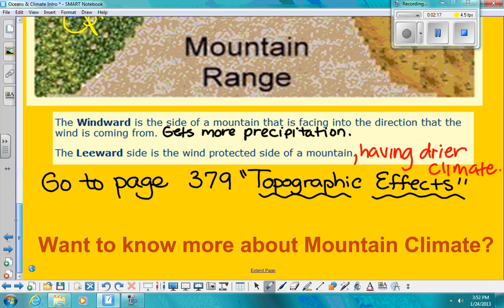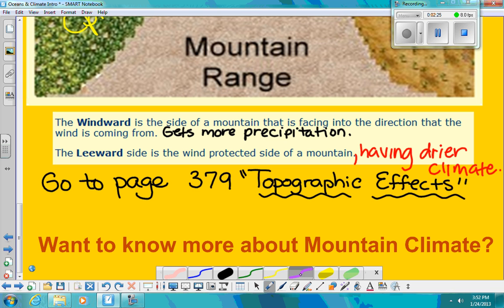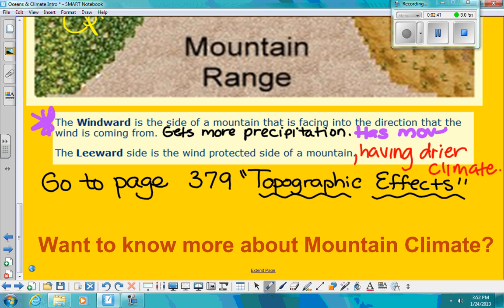Well, let's go ahead and write that down. On the windward side, write this box down here. The windward is the side of the mountain that is facing into the direction of the wind, that the wind is coming from. It gets more precipitation, so it has more vegetation because of that.